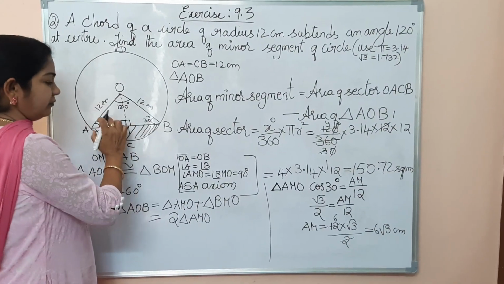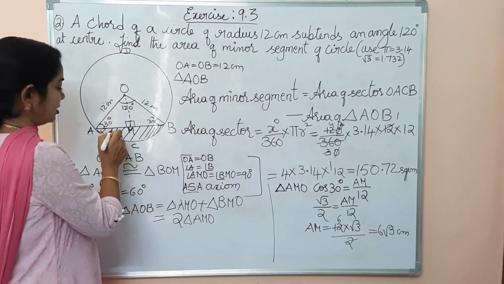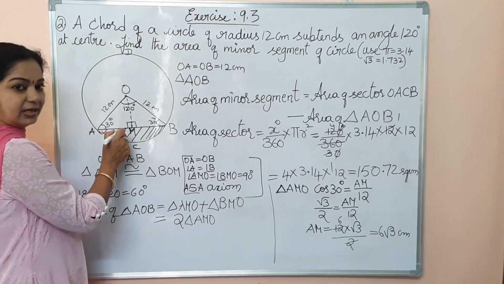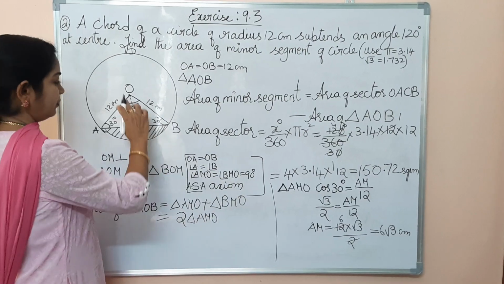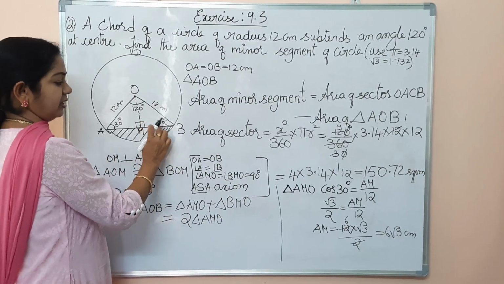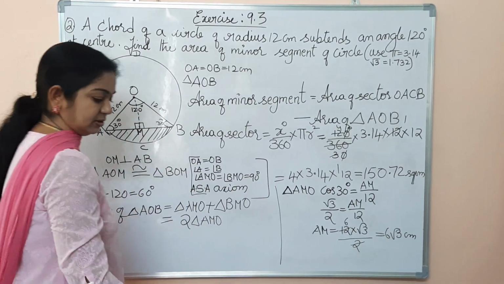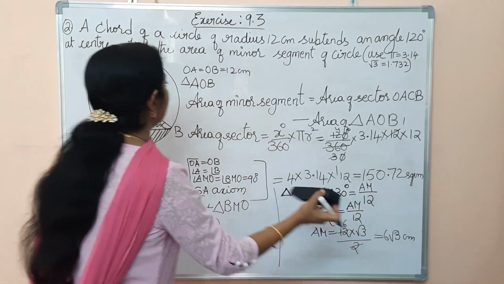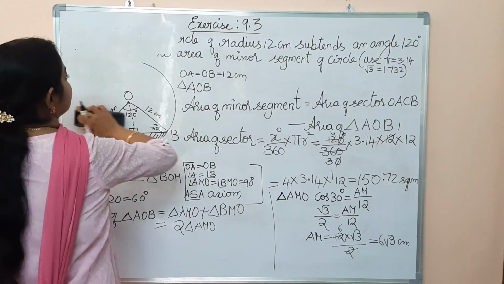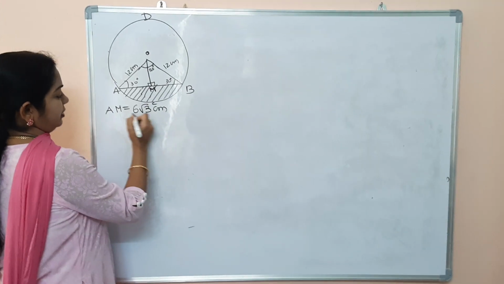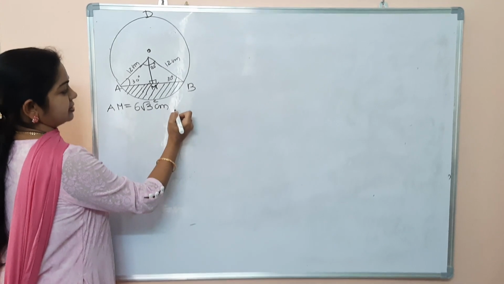So we are using the cos function because I need to find the adjacent side here. For adjacent side we should apply cos. If you want to find the opposite side, we have to apply sine value. So we'll look at that also. So we got AM as 6 root 3 centimeters.